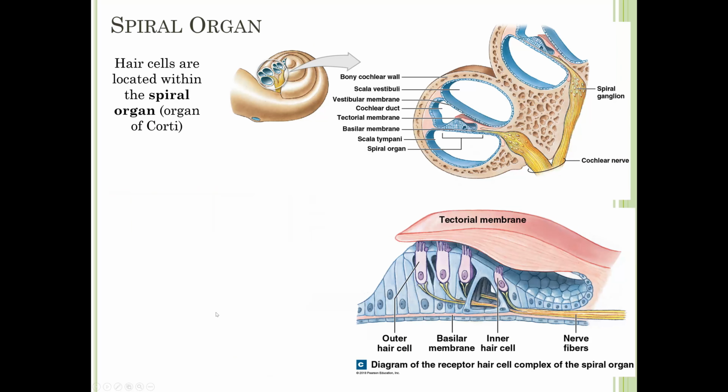All right, so let's look at the spiral organ. This is the location of the hair cells. This is called the spiral organ. It also used to be called the organ of Corti. And so we have a close-up view down here. Let's see where we are actually looking. This is located inside the cochlear duct. So it's sandwiched between the scala vestibuli and the scala tympani.